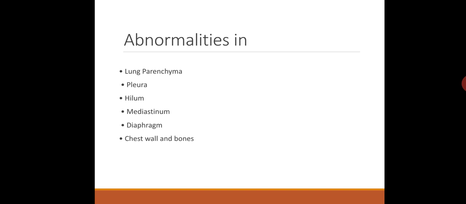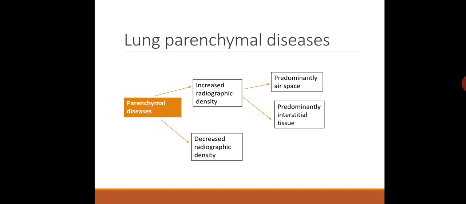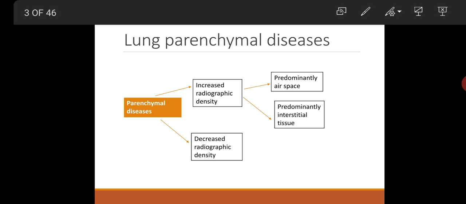So, commonly seen abnormalities and very important abnormalities. I'll be discussing only the very important ones. So we won't be touching every title given here, that is chest wall and bones, the diaphragm, and even the mediastinum. We will be focusing more on the very commonly seen abnormalities and the important ones, which you must really know about the importance of. So, lung parenchymal diseases.